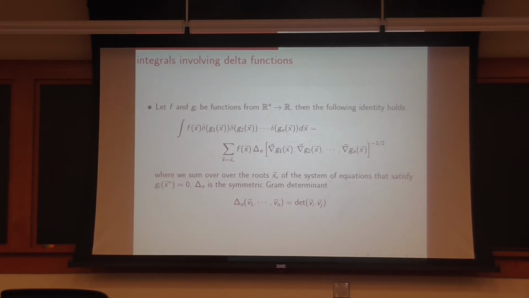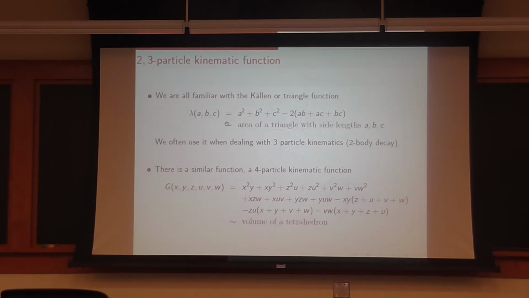Okay, some of these delta functions can be evaluated using this expression, using Gram determinants. Before going into the final results, I'm going to make a couple of definitions. We all know this triangle function or Källén function we get in the 2-body decay, or 3-particle kinematic function. You also have a 4-particle kinematic function where you get it in the 3-body decay. You can just generalize this.